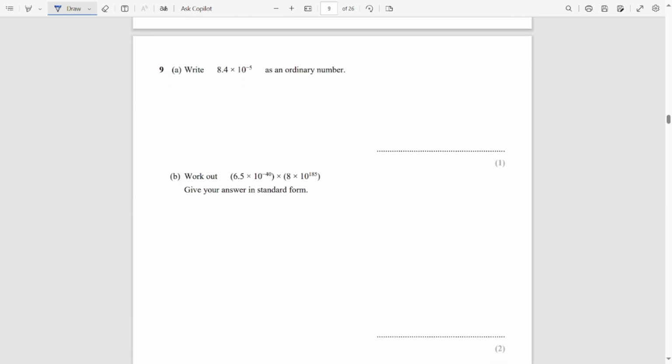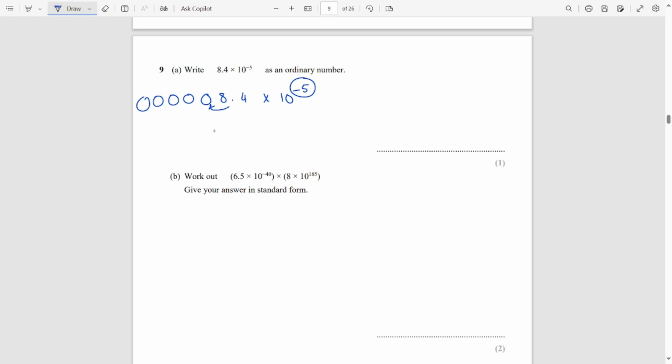Okay, moving on to question number 9, we have a standard form question. So 8.4 times 10 to the minus 5. If this number here is negative, the decimal point needs to move over to the left. If it was positive, it would move in the opposite direction. And the decimal point is going to move over to the left 5 times.